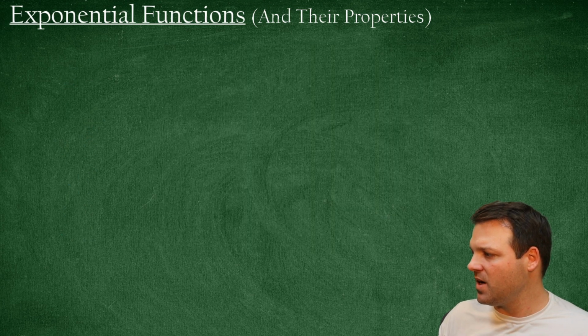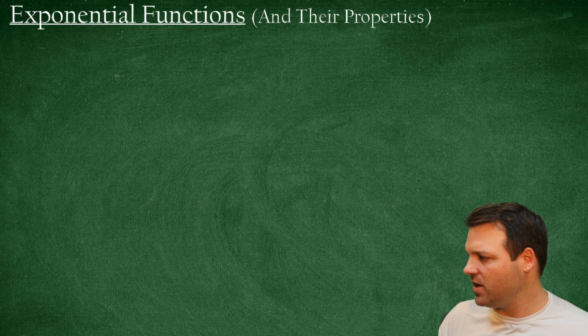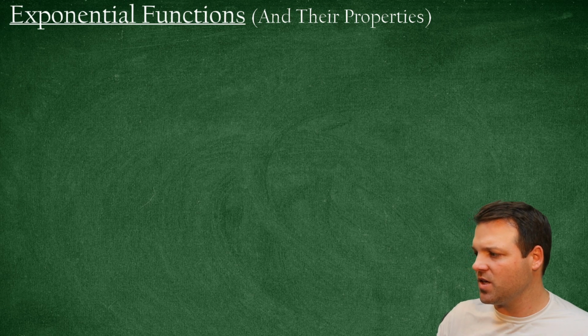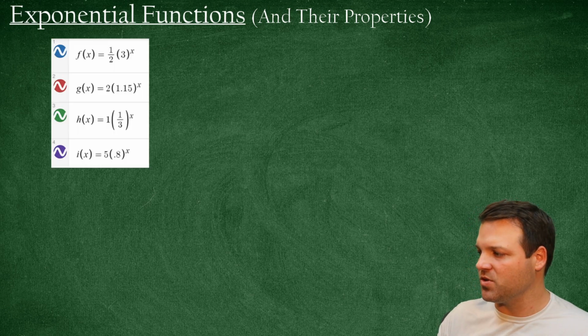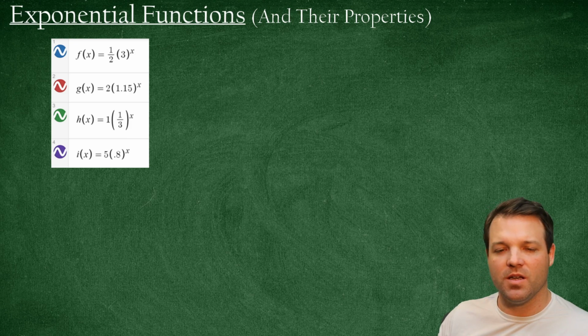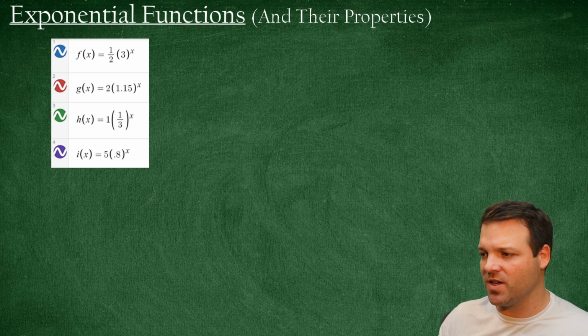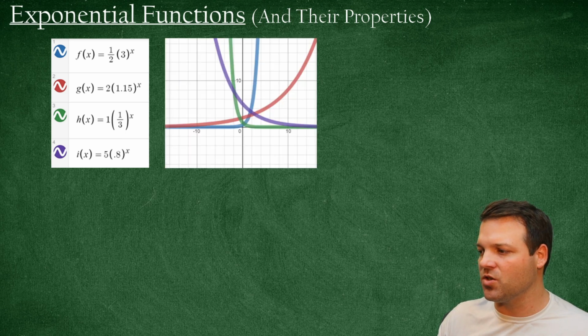So those are some basic graphs there. Let's go ahead and push ourselves with some more examples here. In the beginning, I had these 4 examples up at the very beginning of this video. f of x is equal to 1/2 times 3 to the x. g of x is equal to whatever, h of x, and then i of x. Let's take a look at these graphs.